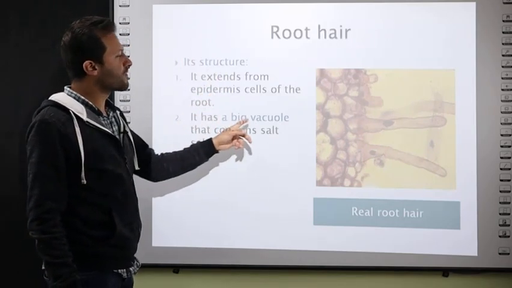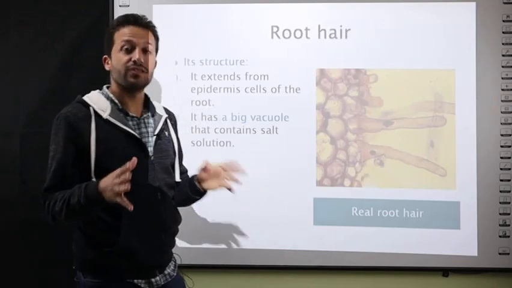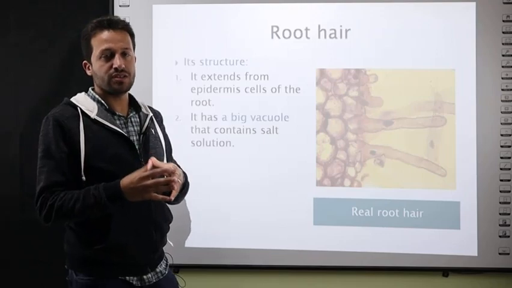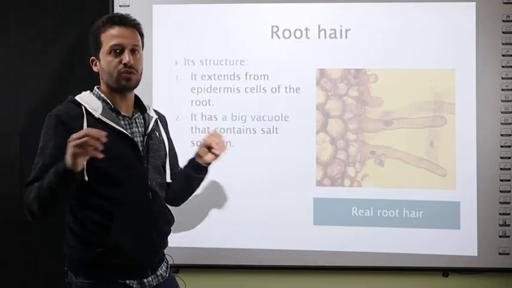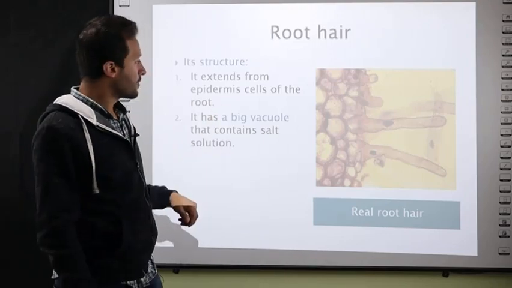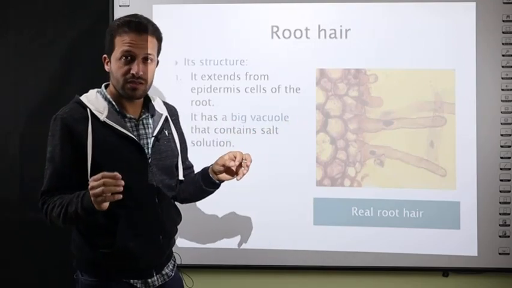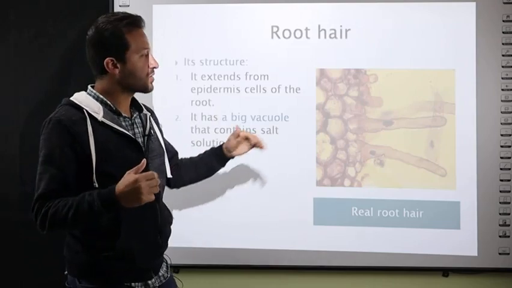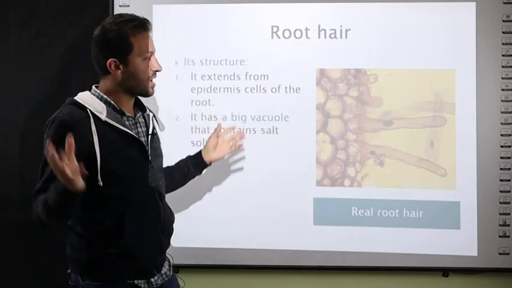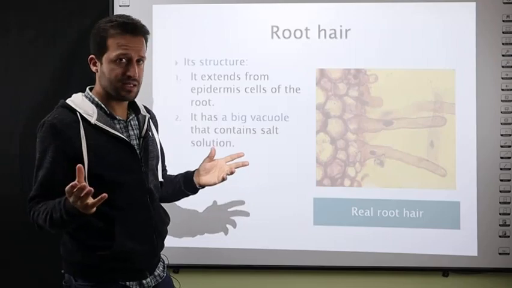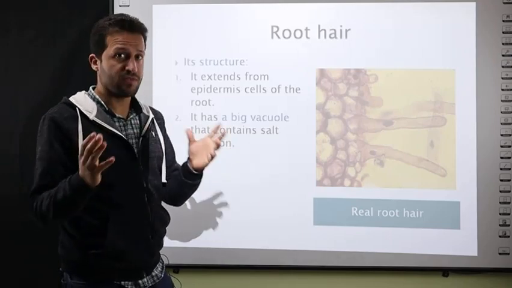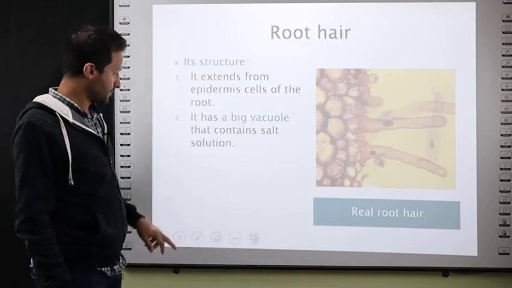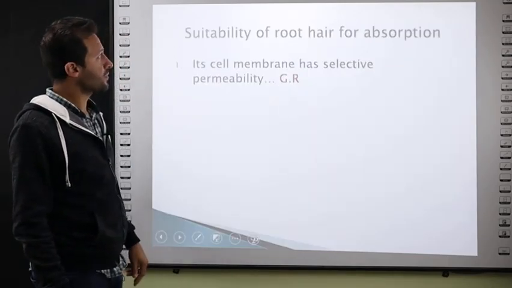Number two, it has a big vacuole. And we know before that vacuole is found in the cell, and its function is storing water, mineral salts and some wastes. So the root hair function is absorbing water and mineral salts, and because it has a large external area, it needs a big vacuole to store more water and mineral salts.